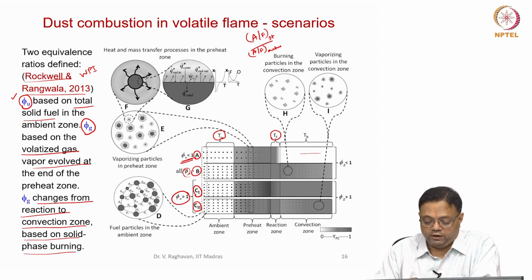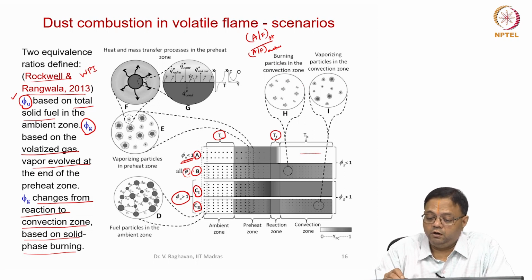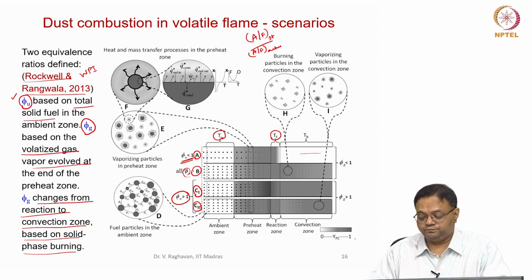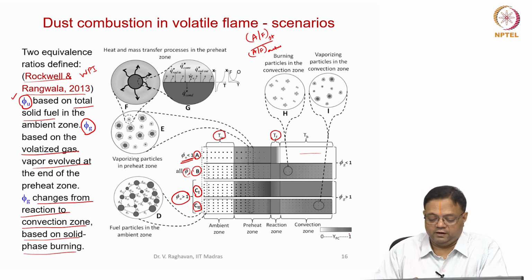Okay, now if you go to the B, the particles burn, but some particles can escape and go out here. So you can see here burning particles in the convection zone. There will be some particles which are still burning, maybe a char burning, or a particle burning with a diffusion flame, etc. That will occur in this. That is the category B.